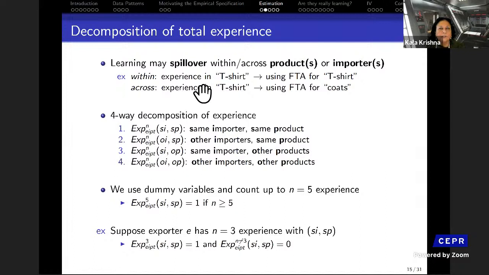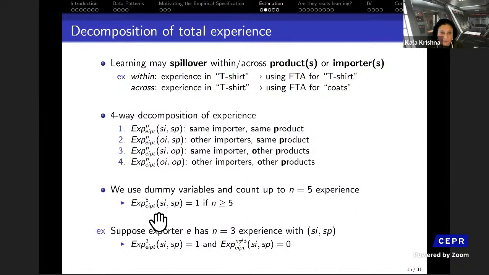So we are going to decompose the experience in a number of ways. First, we decompose the experience into 4 kinds. You can have experience with the same importer and the same product, with other importers in the same product, the same importer and other products, or other importers and other products. So this is exhaustive. We're basically doing a 2-way classification. Think of a box with 2 options: same importer, other importer, same product, other product, and these are the 4 elements in that box. All those elements sum up to total experience, and we're going to see if the probability that you use preferences varies differently with these things.